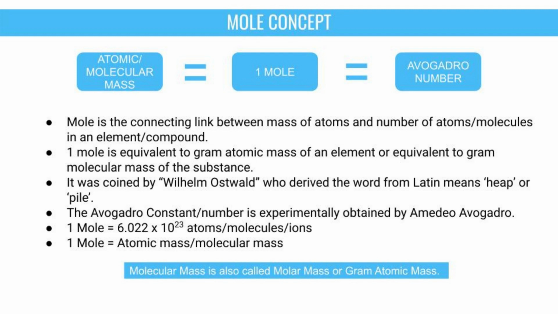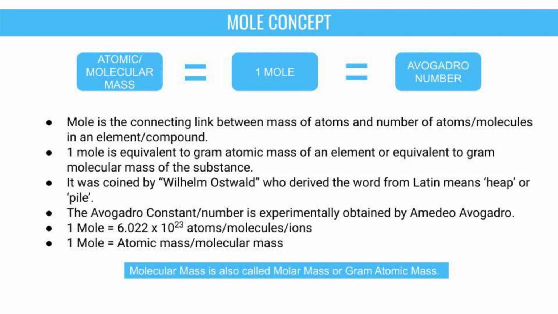So, what exactly is a mole? A mole is a unit of measurement in chemistry, just like a dozen is a unit for counting 12 items. However, a mole represents a much larger quantity. 1 mole contains a staggering number of particles, approximately 6.022 times 10 to the power of 23, which we call Avogadro's number. Mole is the connecting link between the mass of atoms and the number of atoms or molecules in an element or compound.